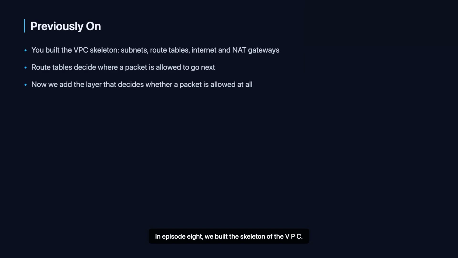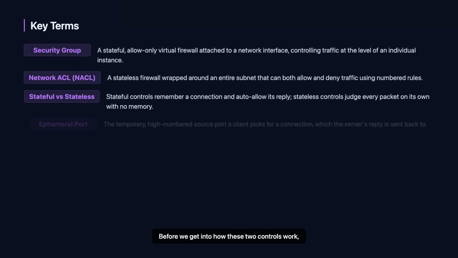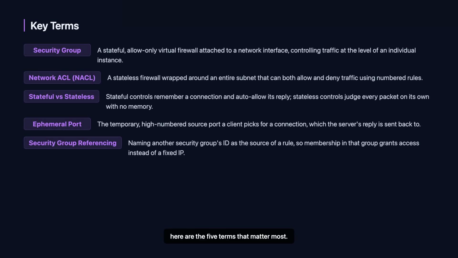In episode 8, we built the skeleton of the VPC. You carved out subnets, wired up route tables, and connected the internet and NAT gateways. Route tables answer one question: where should this packet go next? But routing never asks whether a packet is even welcome. That's a completely separate job, and it's what we tackle today: the two controls that decide whether a packet is allowed at all. Before we get into how these two controls work, here are the 5 terms that matter most.